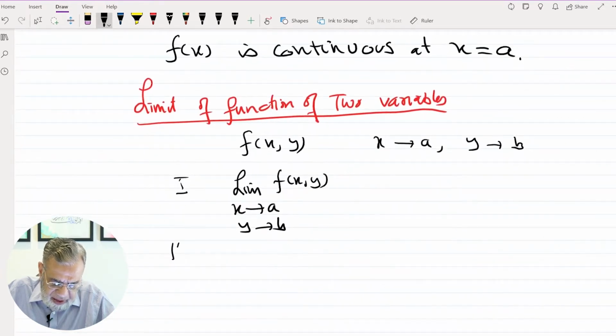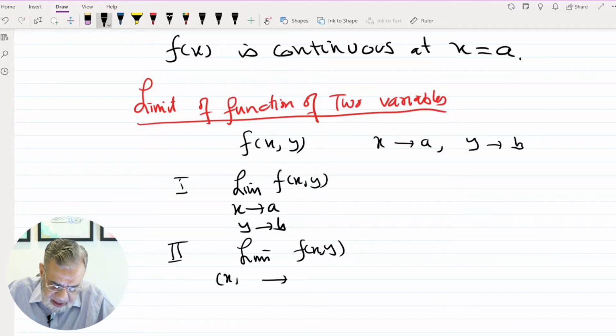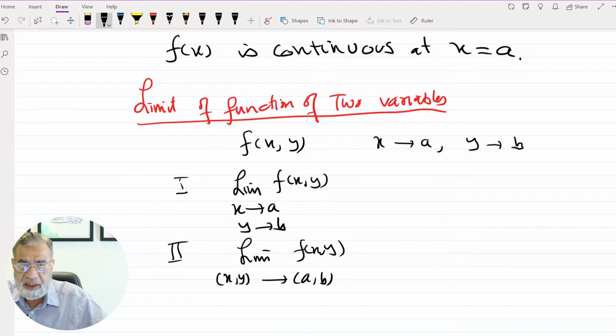We can write it like this. The second way of writing is the limit of f(x,y), where we say here x and here y going to a and b. As I mentioned, x is going to a, y is going to b.